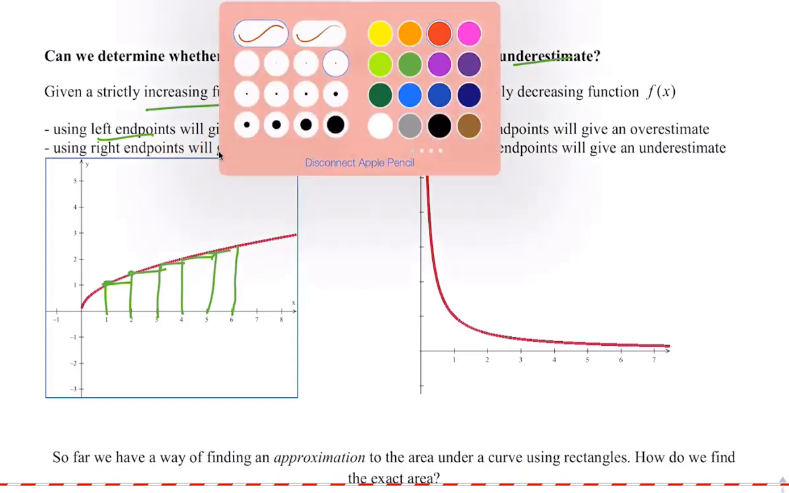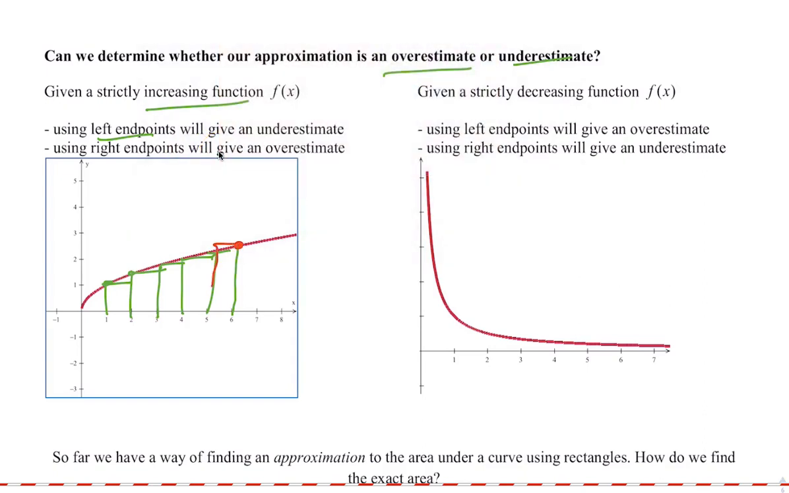A right endpoint though, so on the right side, a little hard to see, but you can see, notice you're above it. So if you're not sure, always just draw it. But if it's an increasing function, left is underestimate, right is overestimate. If it's a decreasing function, it's going to be the opposite. Again, if you're not sure, just draw it. So look, I'll do the left one. Start on the left. Those are an overestimate.